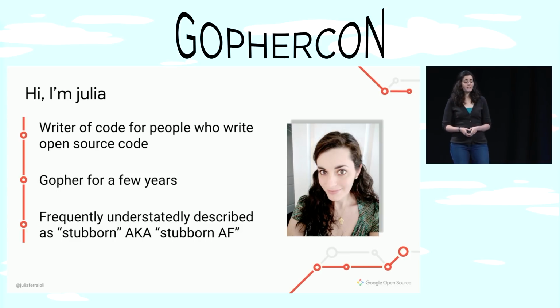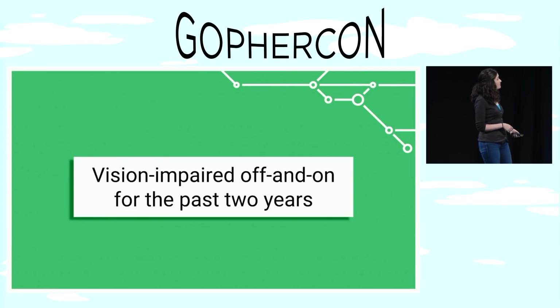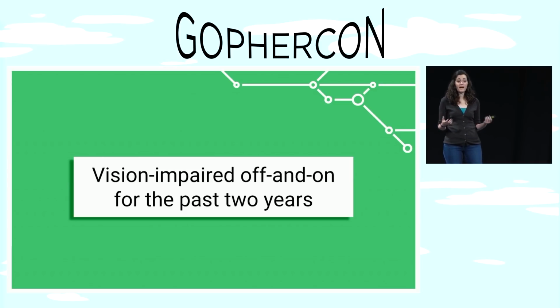I am also frequently described as stubborn, or more politely, persistent. And that came in very useful because shortly after I started to learn Go, my vision started to decline. And so I've been vision impaired kind of off and on since then. My eyes kind of look like an autofocus camera that can't figure out what to focus on. And that really delayed how I learned Go and prevented me from becoming proficient with it as fast as I could be. So I'm going to show you a very short simulation of what my eyes look like.